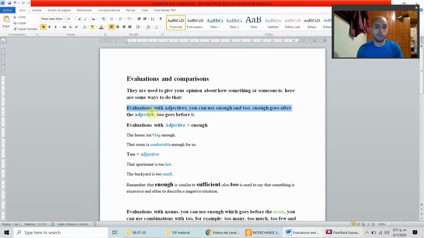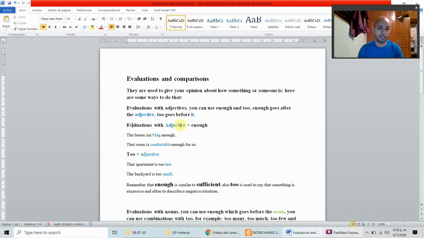With evaluations with adjectives, you can use enough and too. Enough goes after the adjective. Too goes before the adjective. So in this case, with the word enough, you can use enough after the adjective you are using, and too goes before the adjective you are using.